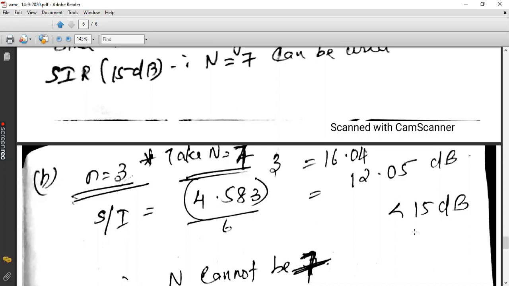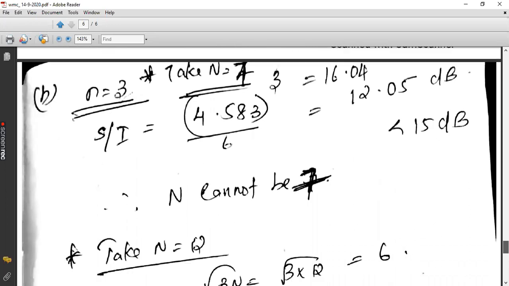Because in our condition, we have been given that at least you need to ensure 15 dB SIR. But unfortunately, if you take this capital N, that is cluster size as 7, you are getting only 12.05 dB, which is less than the minimum value. So we cannot take N as 7.